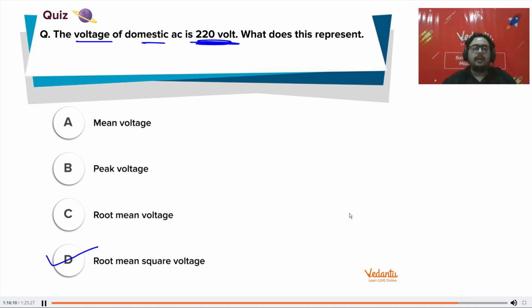पीक वोल्टेज कितना होता है बेटा? If RMS is 220, which is V peak by root 2, तो पीक वोल्टेज कितना हो जाएगा बेटा? 220 root 2. मैथ्स.